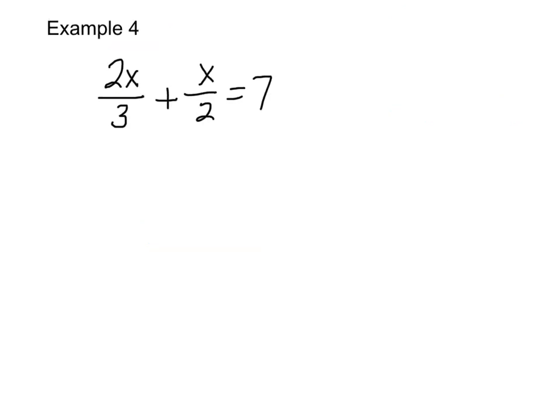All right, example number 4. Example number 4 says 2x divided by 3 plus x divided by 2 equals 7. Now, I'm hoping you can see that 2x and x are like terms with denominators. You may think to yourself, back to elementary school, that I have to add fractions together. I need to get a common denominator of 6. If you want to do that, that will work.